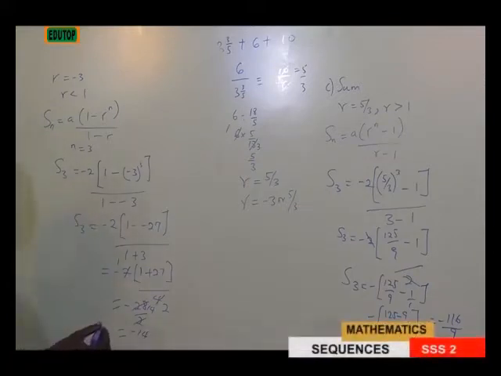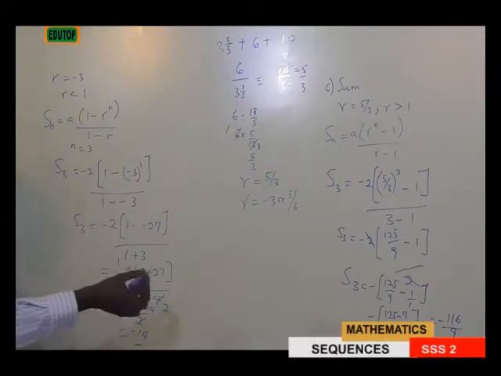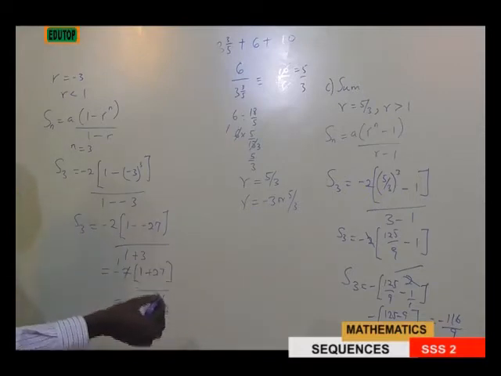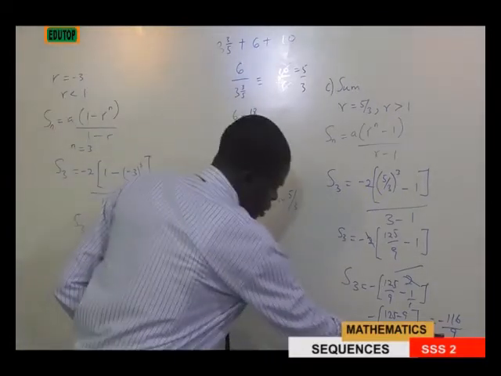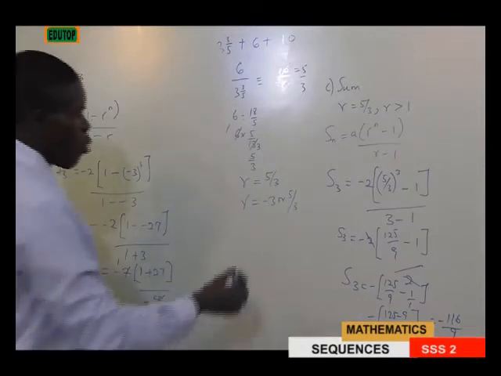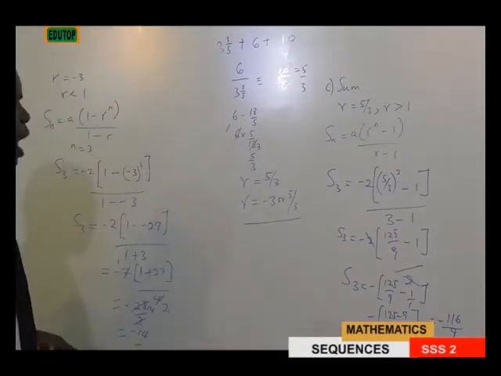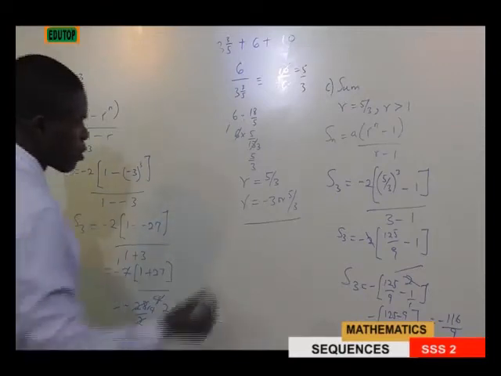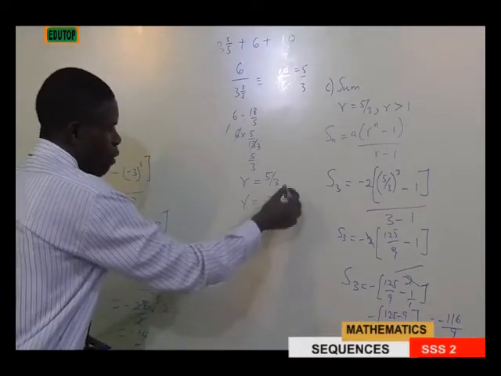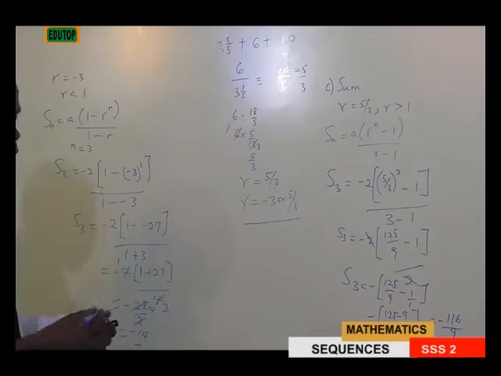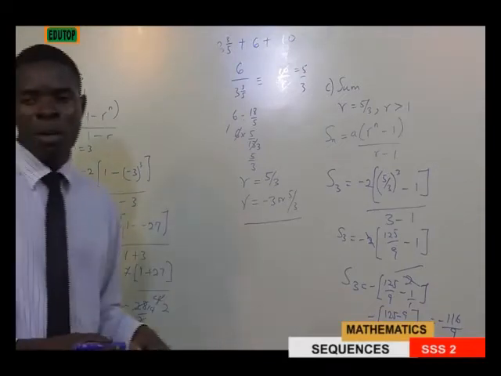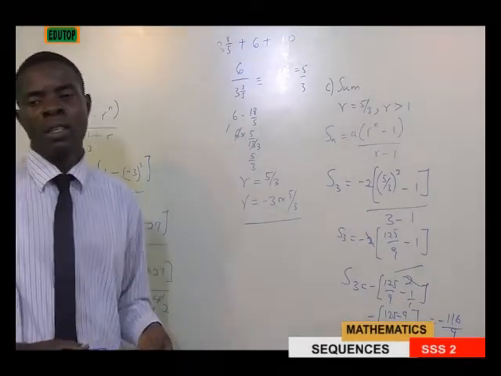So that means that when R is -3, we have this sum. When R is 5/3, we have this sum. So we calculated 2 values for our R: -3 or 5 over 3. So those are the answers to question 5.